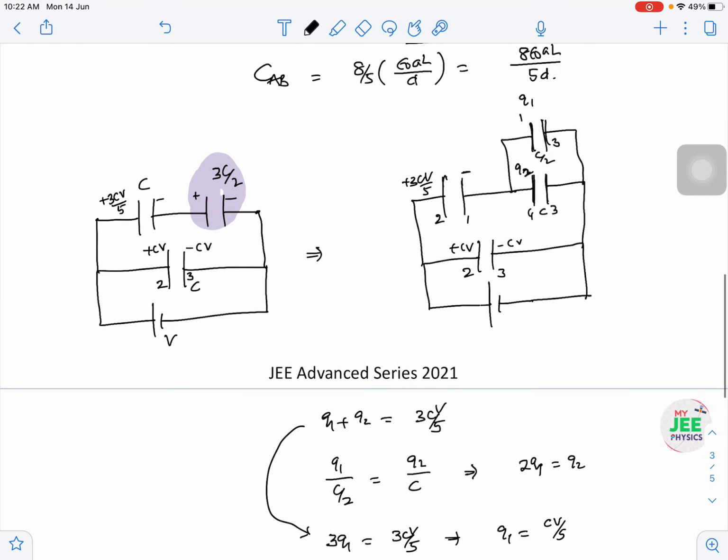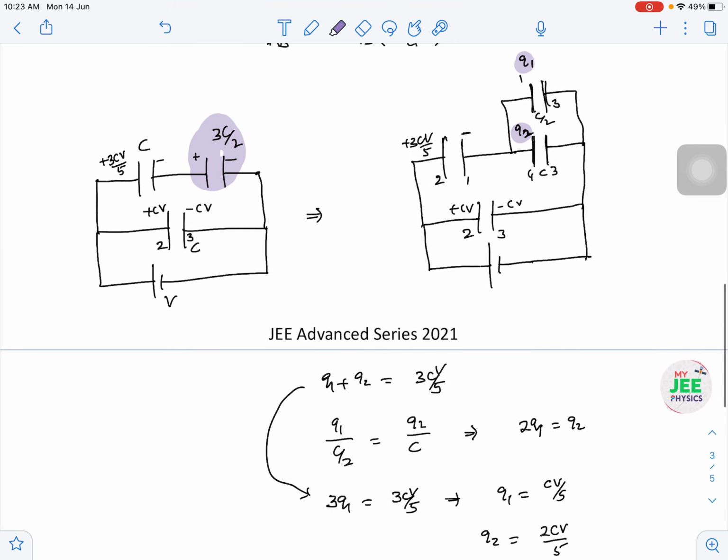So now we'll get every charge. Here Q2 is there, and here Q1 is there. So that means this Q2 is 2CV by 5, and this is CV by 5. That means this is negative. This is negative 2CV by 5. This is negative CV by 5. These are the negative charges. The remaining will be positives.